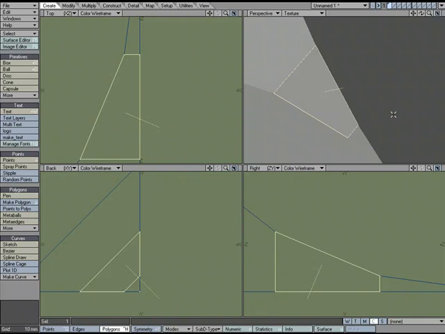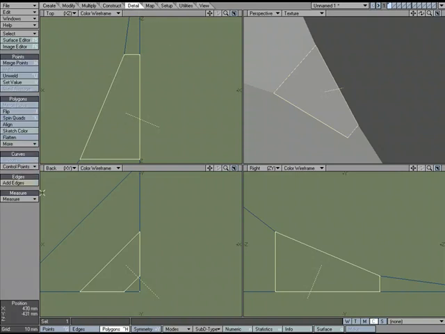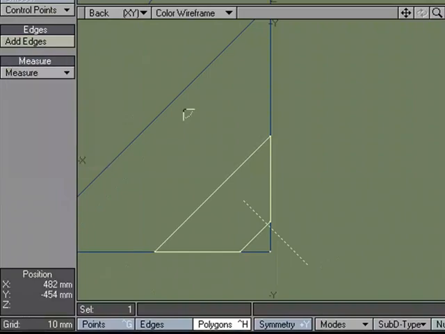During the modeling process, you may need to measure an angle between two points, and LightWave has an angle tool, which is kind of like a virtual protractor. So I'm going to go over to the Detail tab, and under Measure, choose Angle Tool.